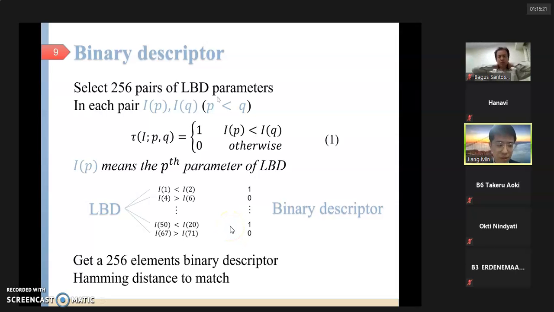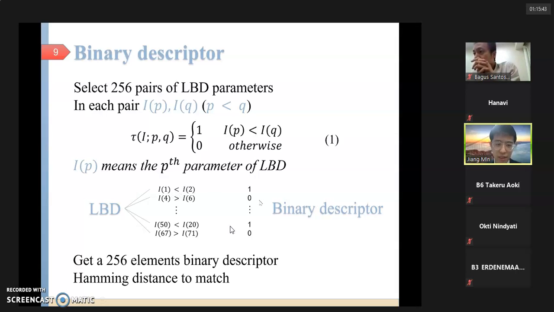External parameters, and we compare them. If the leading parameter is large, the corresponding binary describer will be set to 1. For example, the first pair of the LBD, the I first and the I second. If the I second is bigger than the I first, the corresponding binary describer will be set to 1.